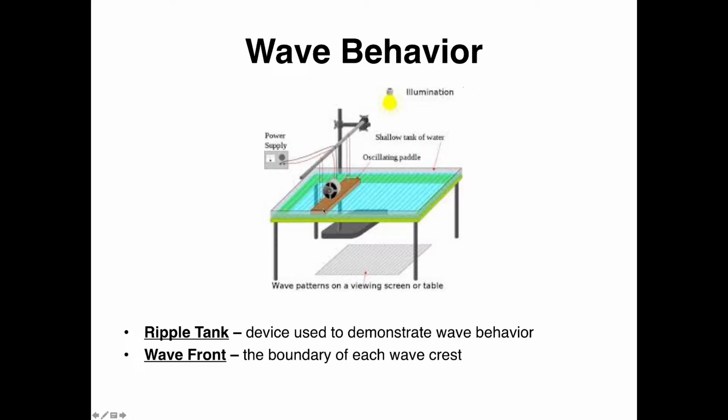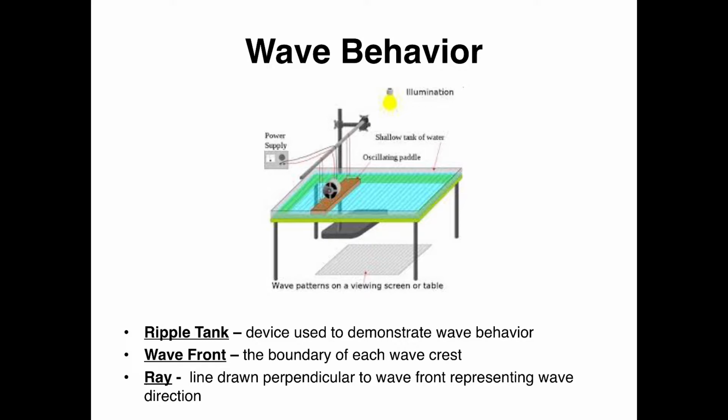What this ripple tank does is it sets up what's called a wavefront. And a wavefront is the boundary of each wave crest. So if you look at these dark lines, those represent the height of the crest of each wave, and when the light passes through, it cannot pass through that as well, and so it comes out as a darker line. And then the white line represents the trough of each wave.